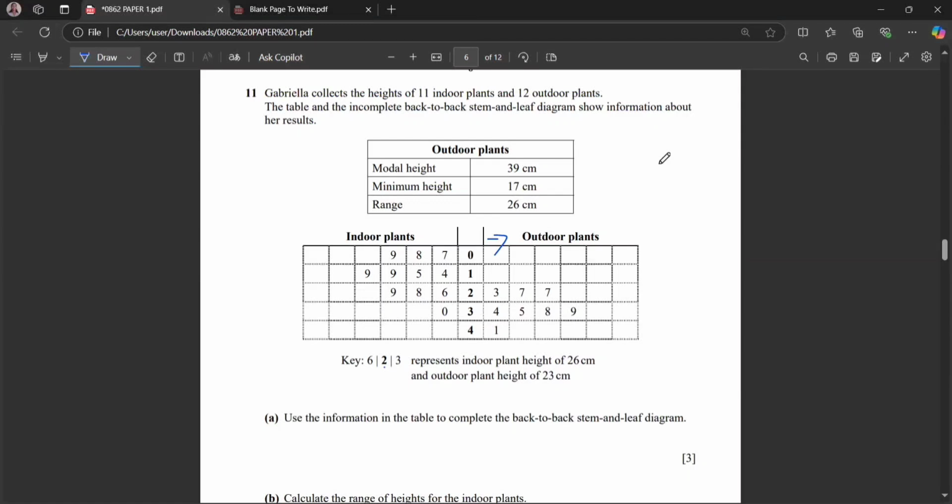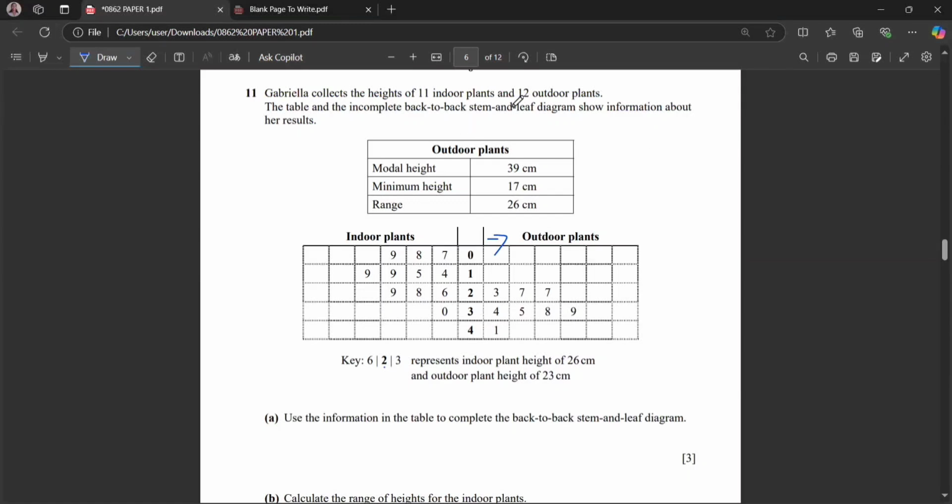Or that's the most repeating height they have seen. Then minimum height is 17 and range they have given. So range means highest value minus the lowest value. So the difference between highest and lowest value is what you mean by range.